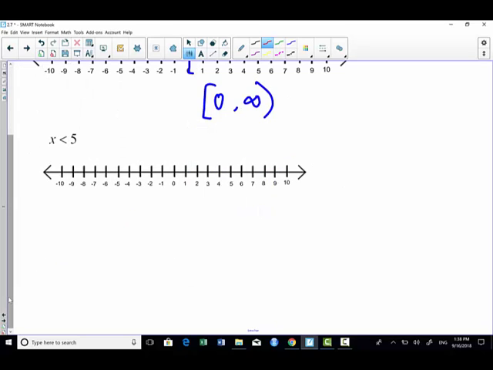The last example, x less than 5. You find 5 on the real number line and shade the part to the left of 5. Also, we use parentheses. So the interval notation will be left endpoint, negative infinity, parentheses, comma, the right endpoint 5, parentheses.